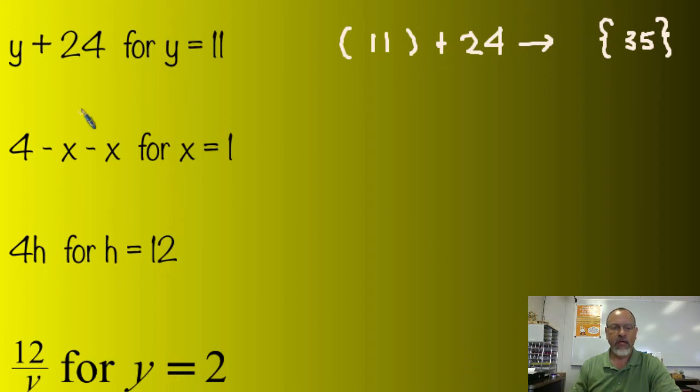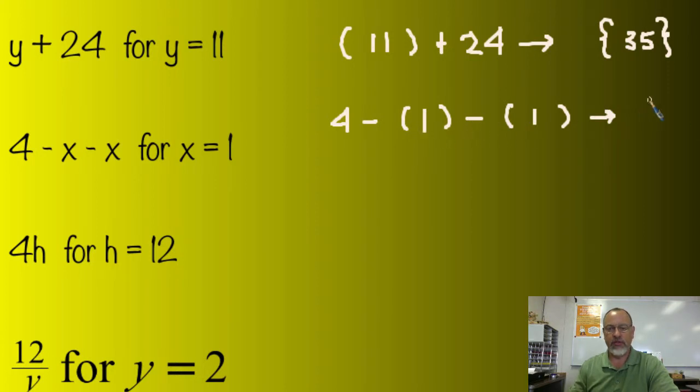Okay? Now here we have 4 minus x, and we want to evaluate it for a value of x equals 1. So again, we're going to rewrite the expression first using parentheses for our variables. So it's 4 minus an x minus another x. Okay? Now we're going to go back and substitute in the value that they give me for x. They want us to put in a 1. So for this x here, that's a 1, and for this x here, that's a 1. And now that they're substituted in, we can simplify. So 4 minus 1 is 3, minus 1 is 2. So this would be an answer of 2.